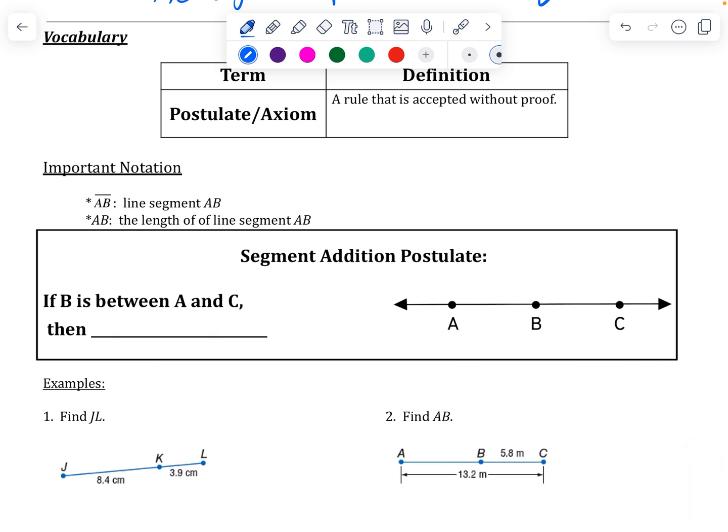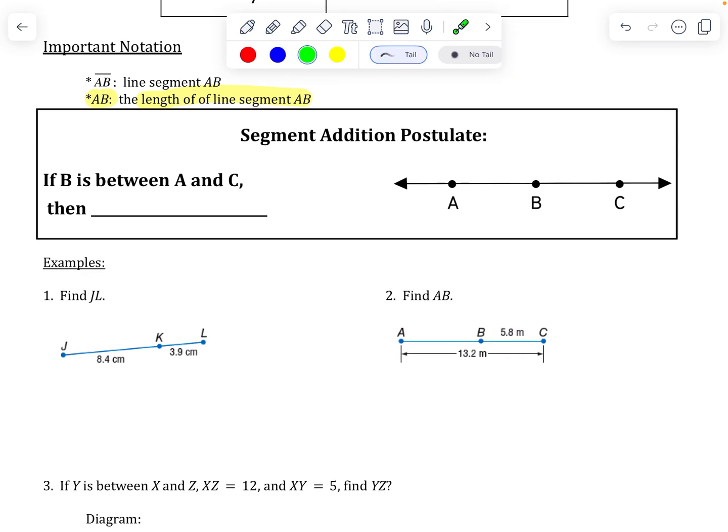Remember that we learned that this is how you notate a segment with the line above it. But when you talk just about the length of a line segment, you don't need to put the line above it. So it's just a little bit different. So this would be the length of the line segment AB.